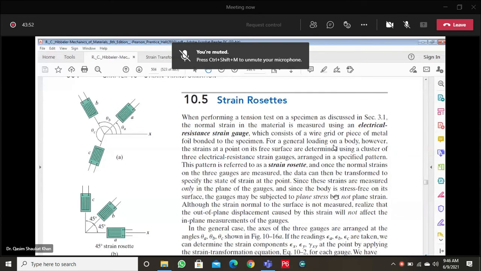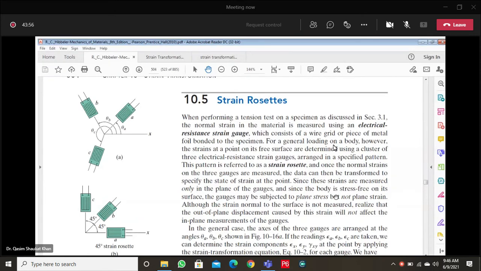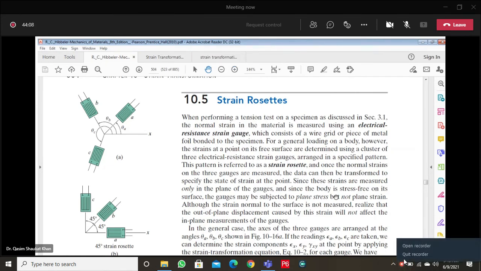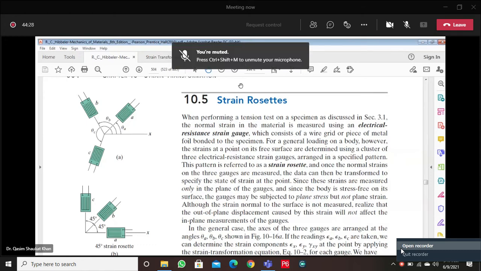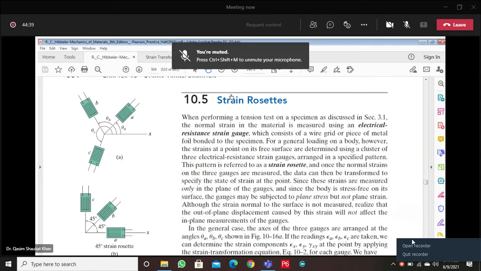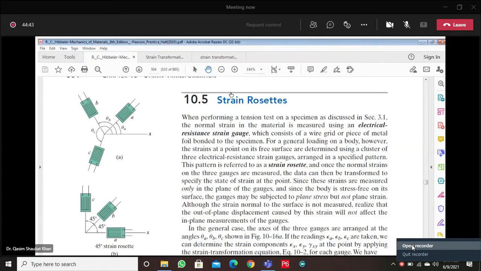Okay, so our next topic is strain rosette. We can have a short break of 10 minutes and we will restart the class at 9:55. We will start with the strain rosette. Did you guys study about the strain rosette in your lab class or no? No, sir. Okay. We will cover it over here. We will have a short break and we will restart at 9:55.